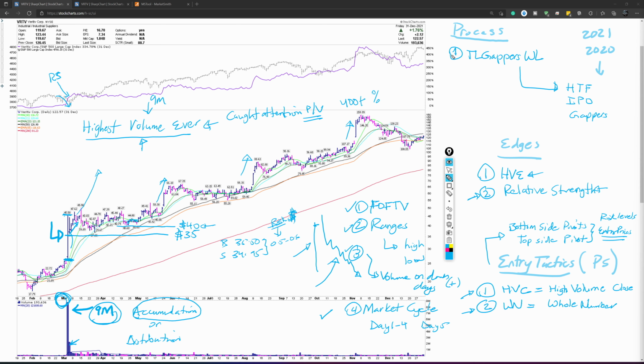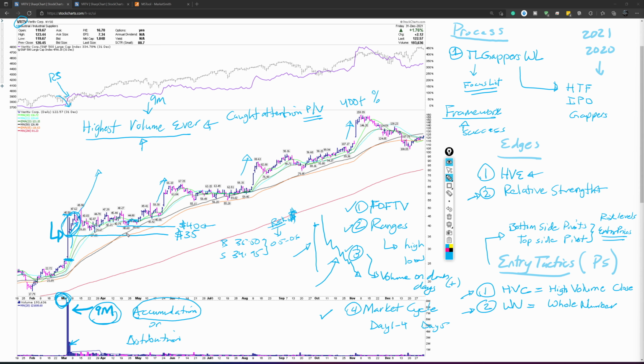And then when we would review it on a nightly basis on the TL Gappers watch list, it should make our focus list as well. What we have now is basically a framework that will set us up for success consistently. Even if we miss VRTV, at some point in the markets we're going to have another VRTV show up that has all of these characteristics that were jammed in right in this area, that would allow us to have it on our focus list.